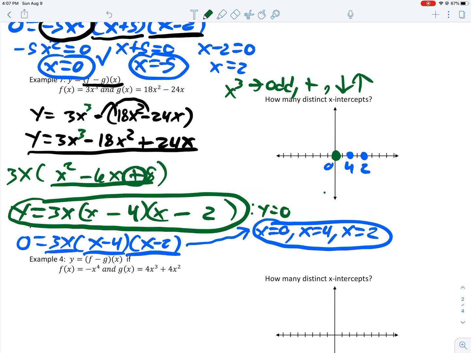So I start low, I go to 0. What happens at 0? It's going to pass through because it's only x to the first power. Okay, then it's got to come back through 4, pass through 4 because it only occurs one time, and then back up through 2. And sometimes you might have to relabel, so 4 and 2, because you need to make sure you label your x-intercepts and your y-intercept.